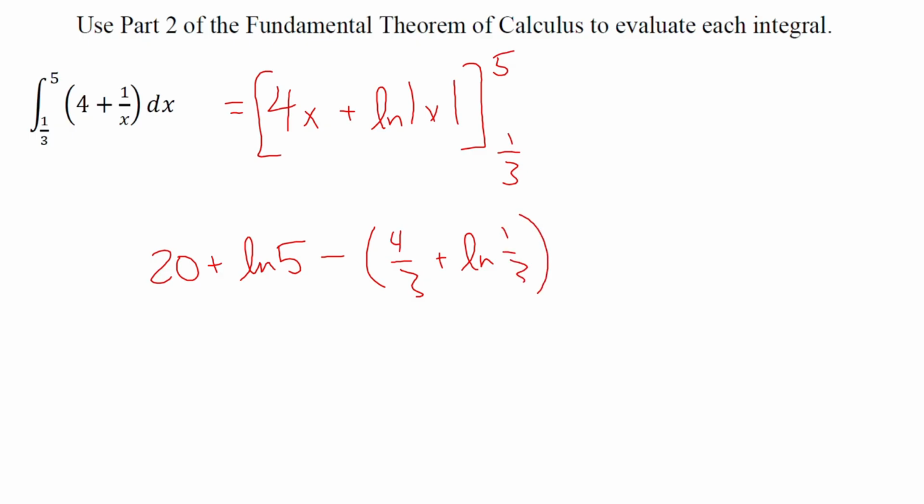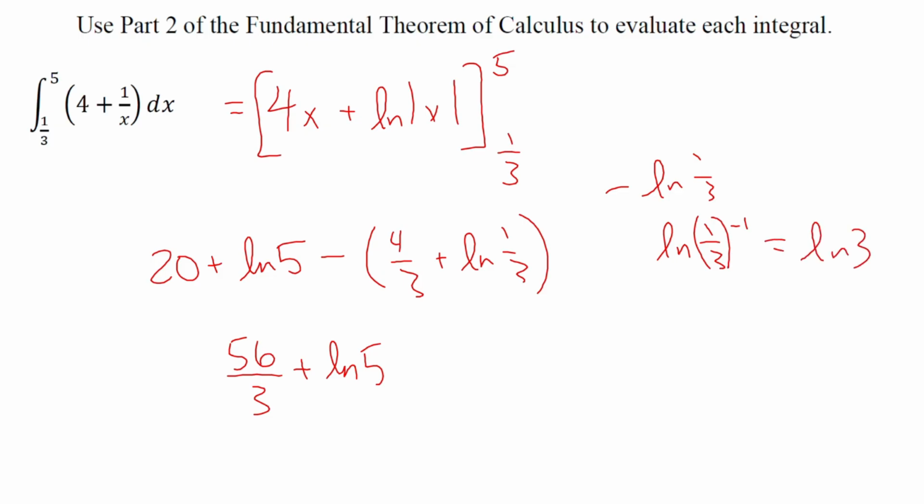And 20 is 60/3, so subtract 4/3, that's going to be 56/3 plus ln 5, and then minus ln 1/3, right? Minus ln 1/3, that's like just the ln of 1/3 to the negative 1. Well, that's just the ln of 3, so we've got plus ln of 3.